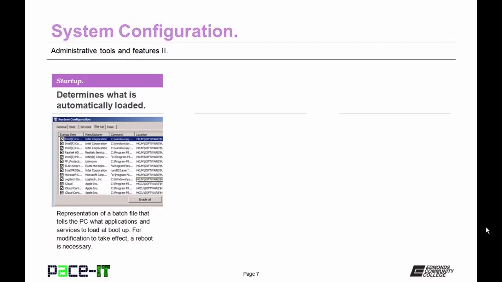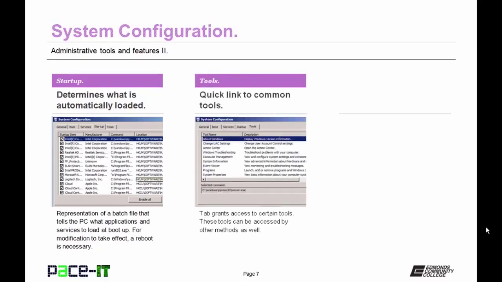It's also a representation of a batch file that tells the PC what applications and services to load. If you modify anything under this tab, a reboot is necessary in order for it to take effect. The Tools tab can be used as quick links to tools that are available to the administrator. They can also be accessed by other methods.